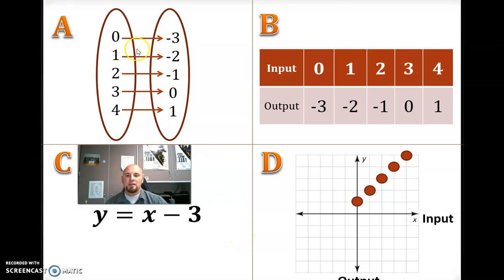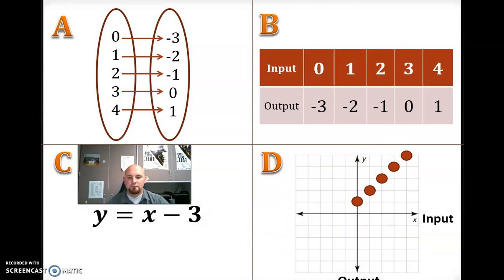So 0 to negative 3, 1 to negative 2, 2 to negative 1. So those are all working. So this is saying whatever I'm plugging in, am I subtracting 3? Well, 4 minus 3 is 1. 3 minus 3 is 0. 2 minus 3 is negative 1. Those are working, so it's got to be D. Well, let's look and see if it matches up. So I should have the point 0, negative 3. I don't have that. 1, negative 2. 2, negative 1. Uh-oh. I don't have those, so D is wrong.